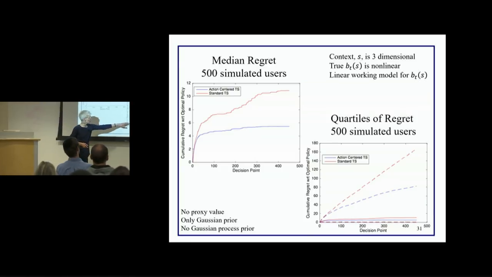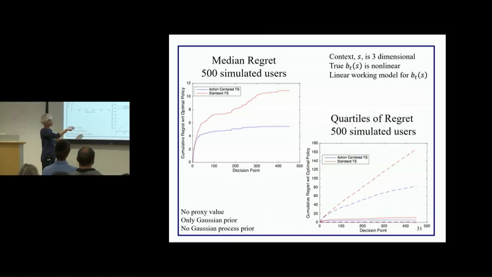Okay, this is the exact same plot. What we did was, across these 500 simulated users, this is the average regret. Now we look at the upper 75th quantile. So the y-axis changes because I have to include that upper quantile here. And then the lower quantile, you can't even see it. It's kind of flat. That's the 25th quantile. So here you have the red and the blue lines for the action-centered and the standard. They look flat because of the scale of the y-axis. And you see the variation. So this is telling you that 25% of those users had a regret, let's just focus on action-centered, higher than this dashed blue line.